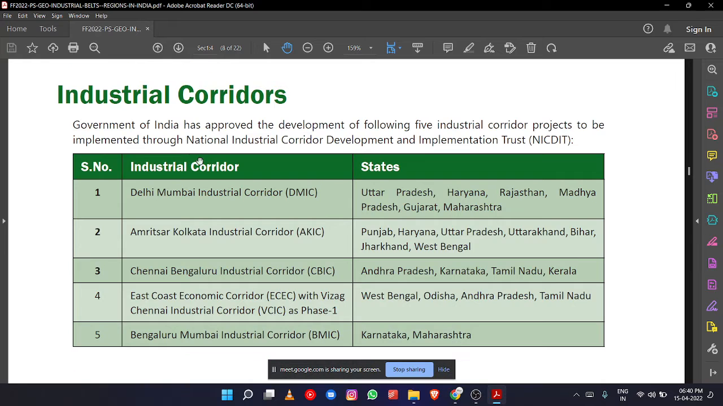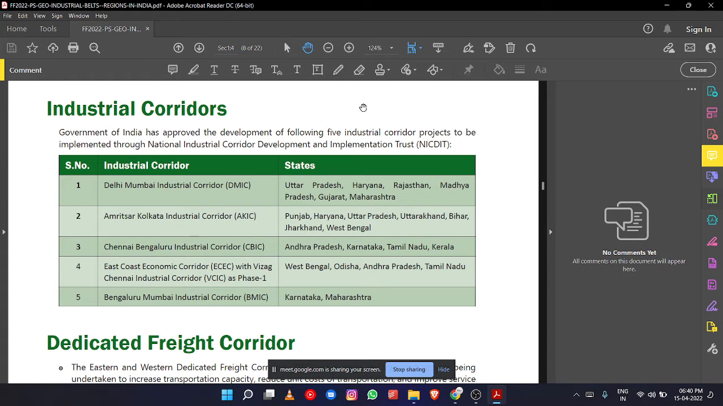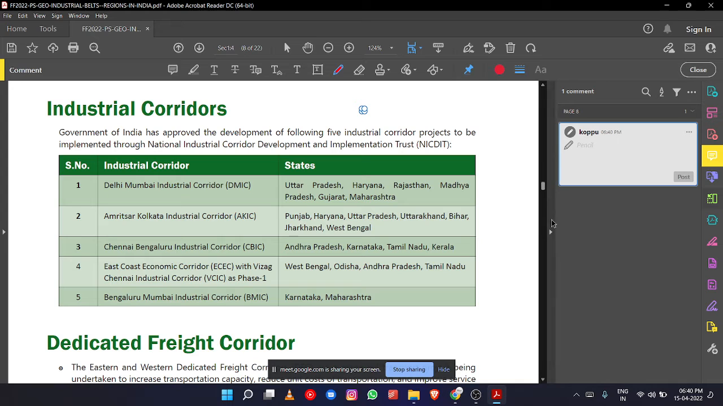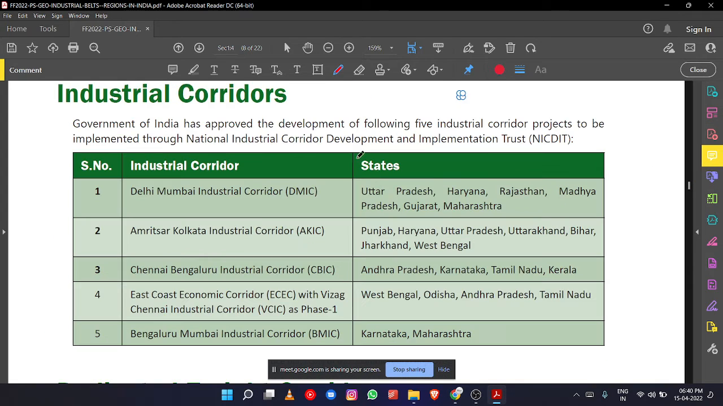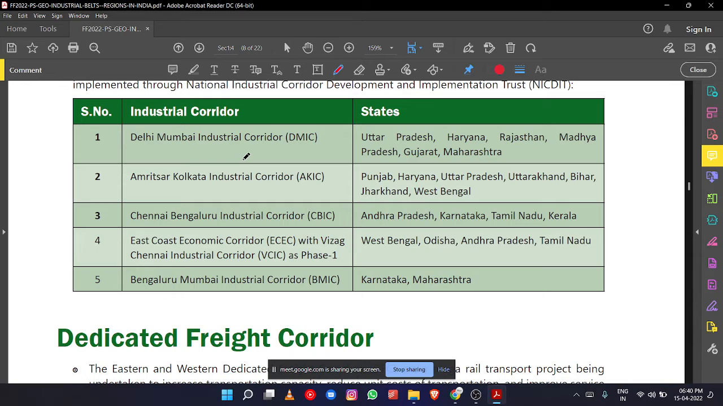Next is industrial corridors. So these are the corridors approved by the government of India. Government started with 5 industrial corridors project, which is to be implemented by the National Industrial Corridor Development and Implementation Trust, NICDIT. This trust is responsible for first implementation and then maintaining these particular industrial regions. So it can be asked which of the following corridors is an industrial corridor developed by the NICDIT. So first one is Delhi Mumbai Industrial Corridor.